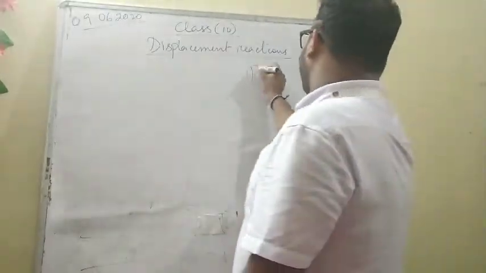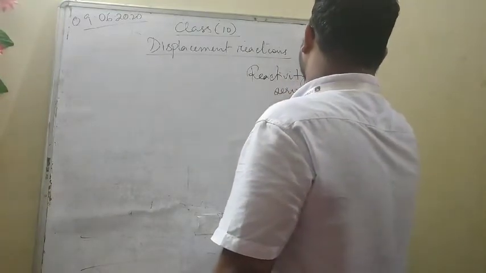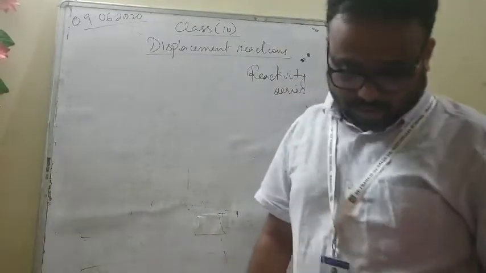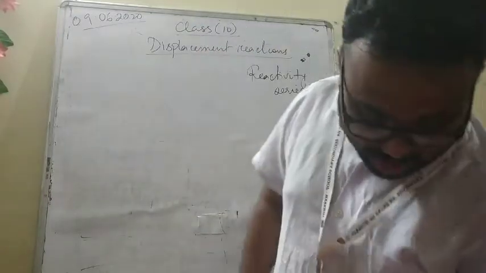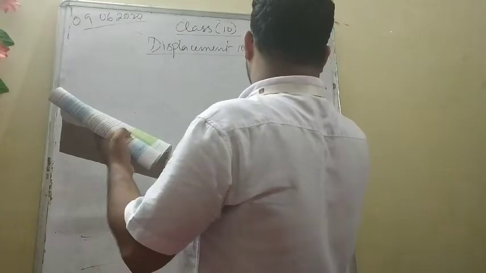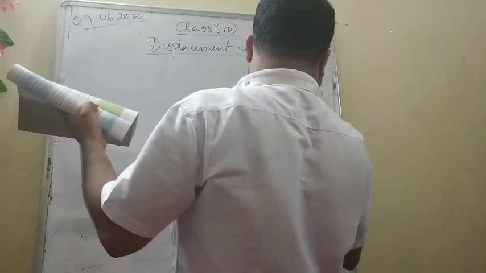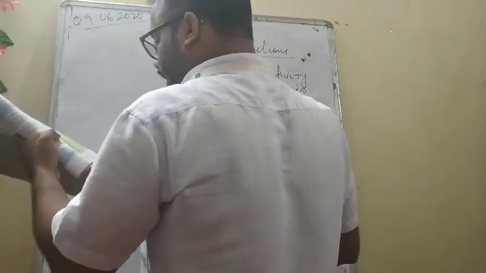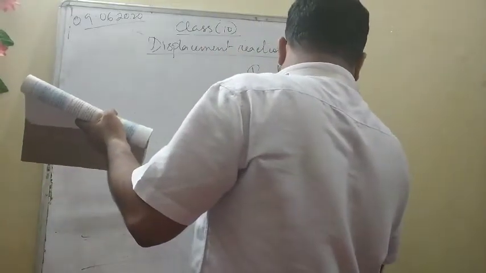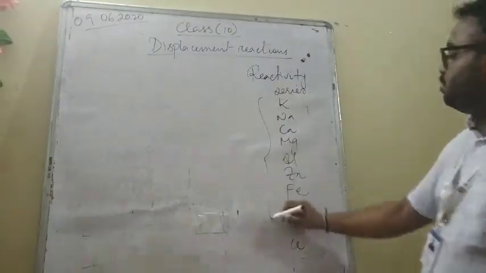So for that we have a reactivity series, and the reactivity series says K, Na, Ca, Mg, Al, Zn, Fe, Pb, hydrogen, copper, etc. This is the reactivity series we know.